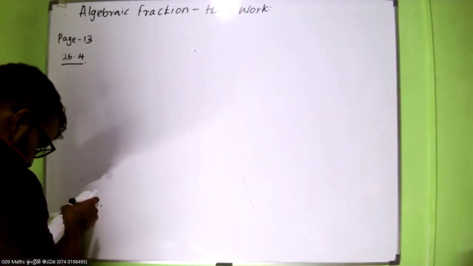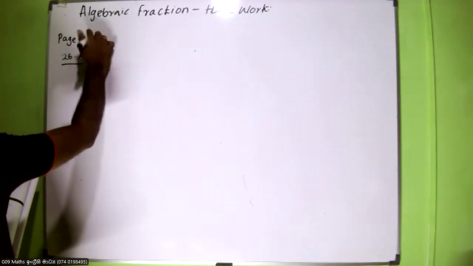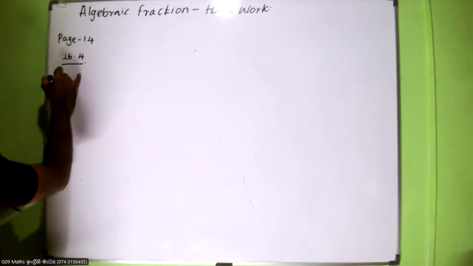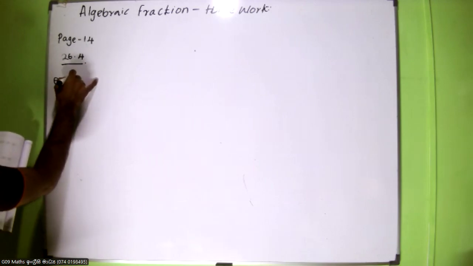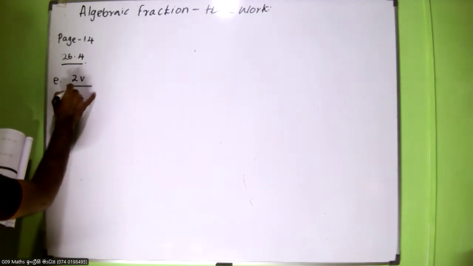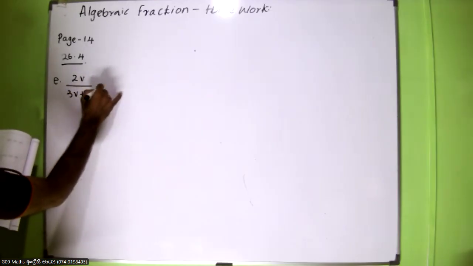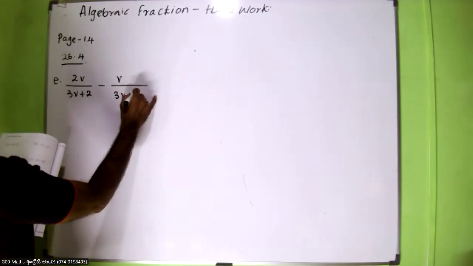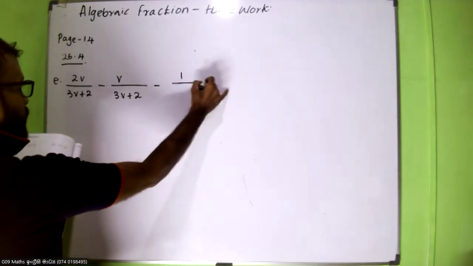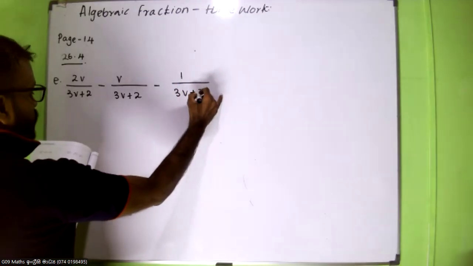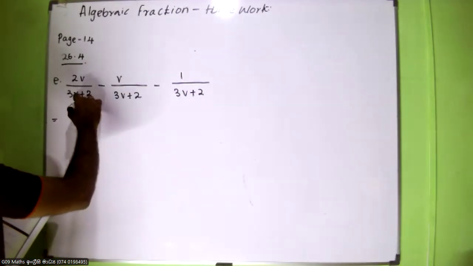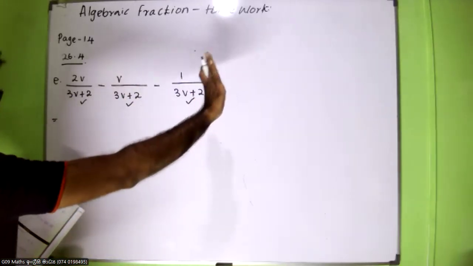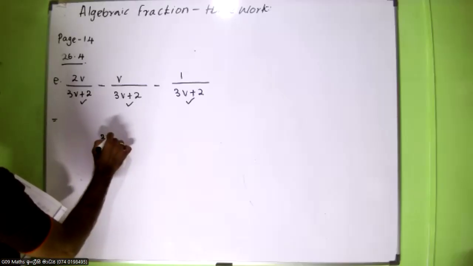Right guys, so page number 14, exercise 26.4, part E. I will do this somewhat fast. (3v plus 2) minus v divided by (3v plus 2) minus 1 divided by (3v plus 2). So no need to worry. 3v plus 2, 3v plus 2, 3v plus 2. All the denominators are the same, right? So no need to worry. 3v plus 2.